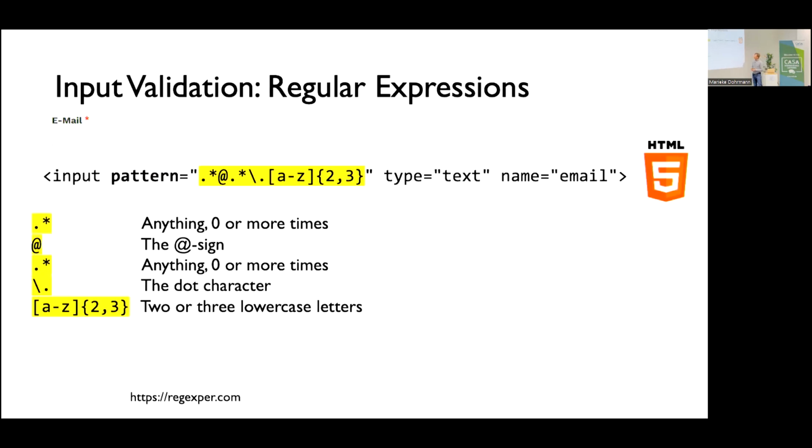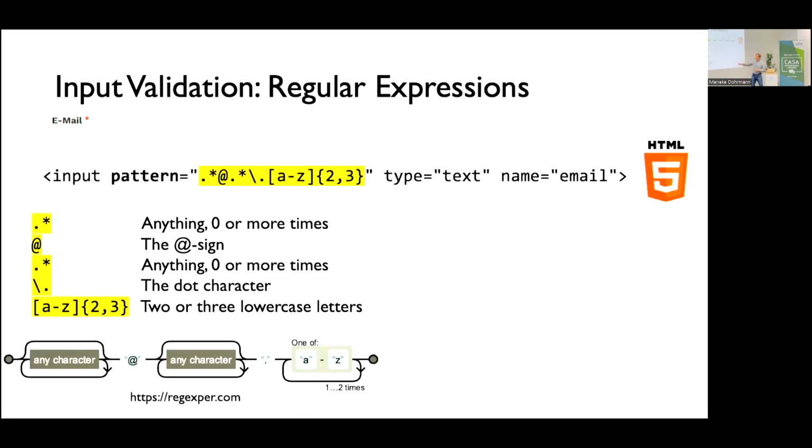In this case, a bit of notation used in this standard: dot means anything, star means zero or more times, followed by the @ character, and then anything zero or more times, then the dot, which is escaped with a backslash, and then the final part of the string is 2 or 3 lowercase letters, from a to z. So that's the meaning of this pattern here. That's the idea with patterns.